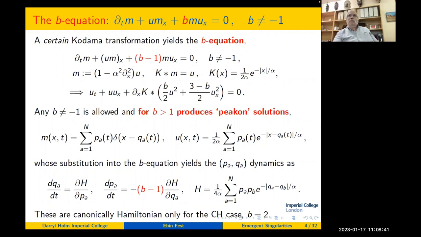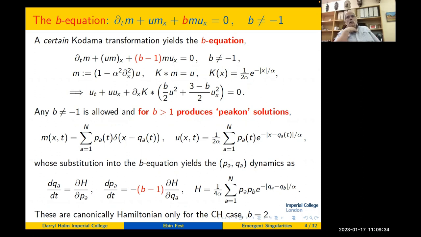Okay, so the thing coming out of this Kodama transformation is this Helmholtz operator for the relationship between M and U in the equation. And the Green's function for the Helmholtz operator is this exponential e to the minus absolute value of x with alpha. So we can rearrange into a pressure form, or a non-local form, with this Green's function as a convolution on this quadratic term. For any B we can write it this way. Any B not equal to minus one is allowed.